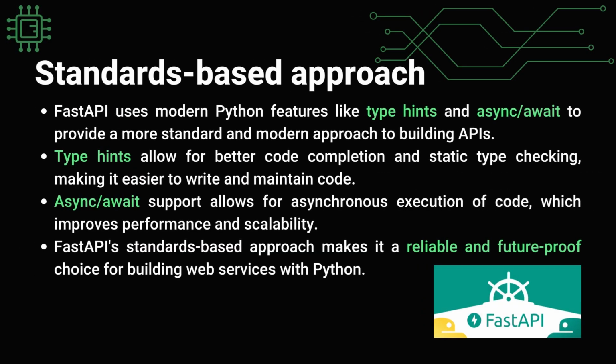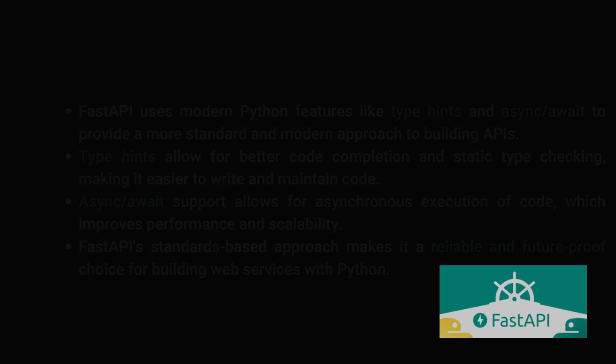FastAPI uses modern Python features like type hints and async await to provide a more standard and modern approach to building APIs. Type hints allow for better code completion and static type checking, making it easier to write and maintain code. Async await support allows asynchronous execution of code, which improves performance and scalability.